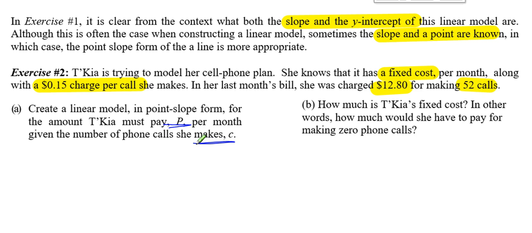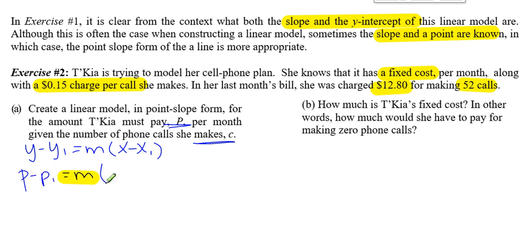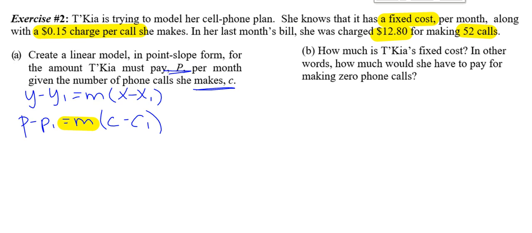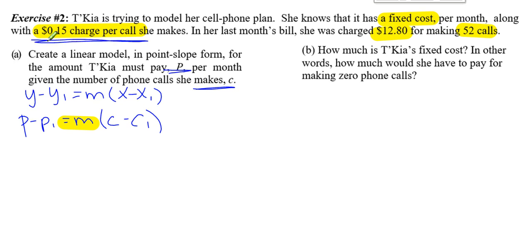So remember, our point-slope form is y minus y1 equals m times x minus x1. Well, in this case, what we're going to be doing is plugging in p and c instead of y and x. So you're going to have p minus p1 equals m times c minus c1. Now let's look at this. We know what our slope is. It tells us 15 cents per call. So my slope is going to be 0.15.